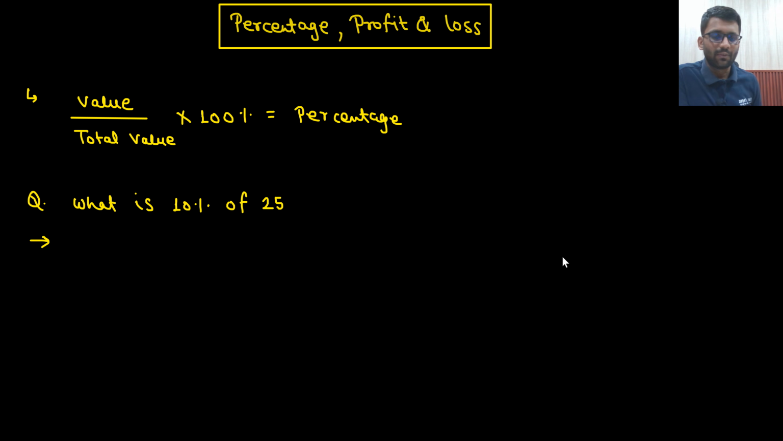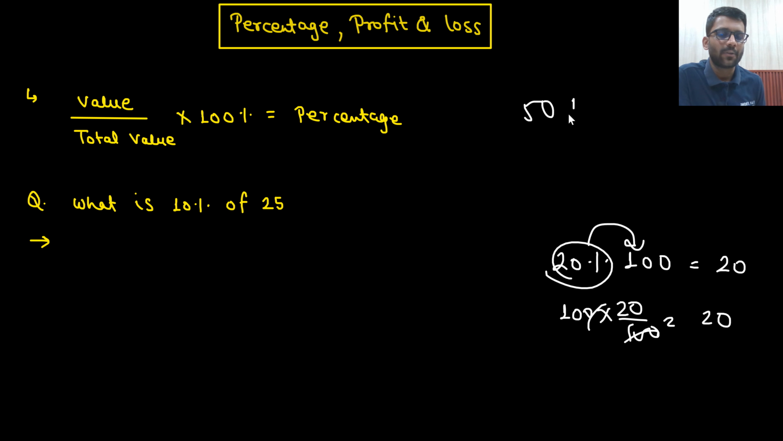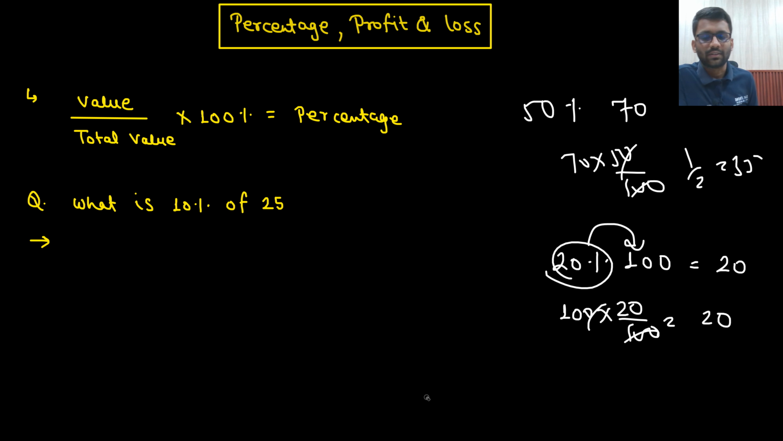Now if someone is asking, let's just say, what is 20% of 100? That is 20 only. How do you do that? 100 into 20%, 20 by 100. That means 20. What is 50% of 70? So what you will do? 70 into 50%, so 50 by 100. So 1 by 2, 35. So this is how we do it.